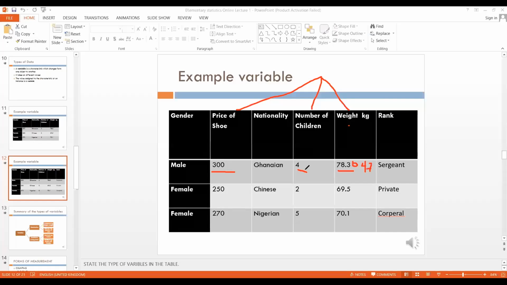Which is not the same as the response for number of children. You cannot ask for number of children and somebody tells you 1.5. Okay? That only happens in statistics class where one of my students said the 1.5, half will mean Aki and Popo.